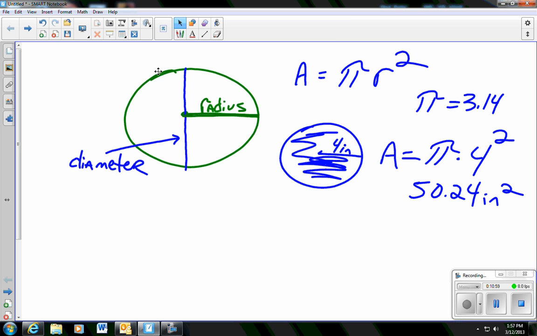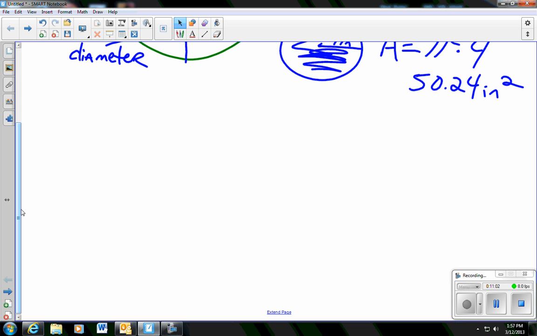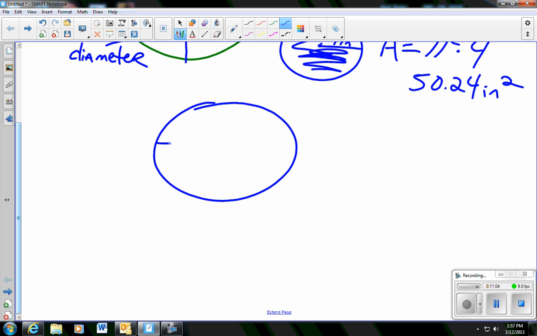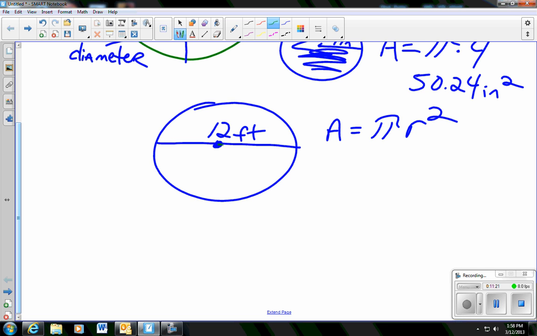Okay? Now, what happens if they give us the diameter? We have a circle. They go all the way across, and this tells us that that is 12 feet across. Okay, so our formula again is area equals pi r squared. So if they give us the diameter, which is 12, then how far is it halfway across? If all the way across is 12, what's halfway across? Halfway across would be 6. So our area would equal pi times 6 squared.